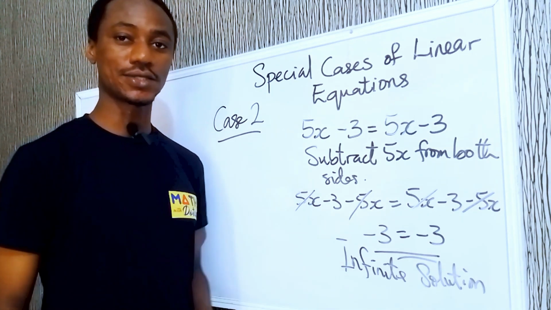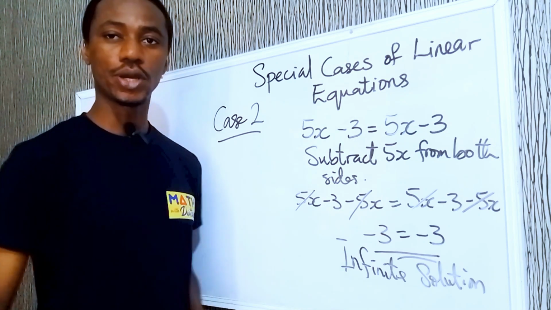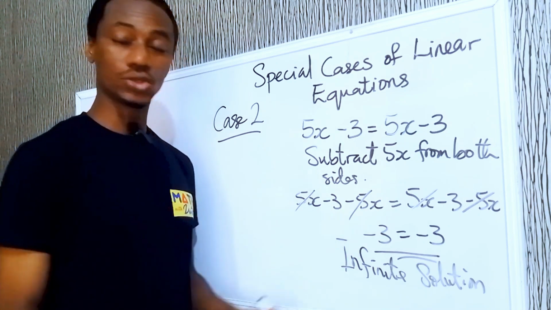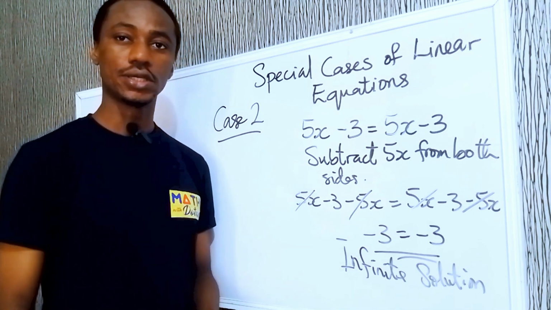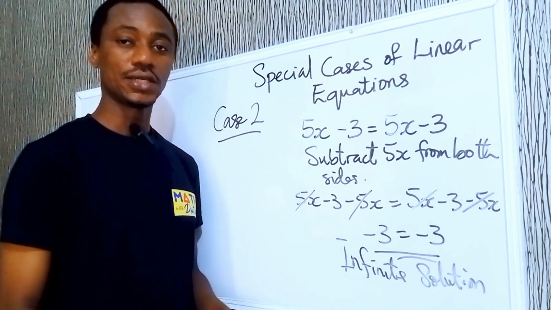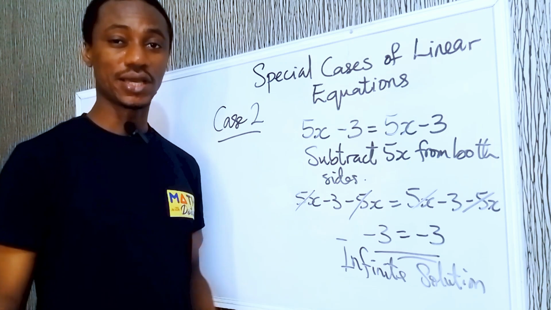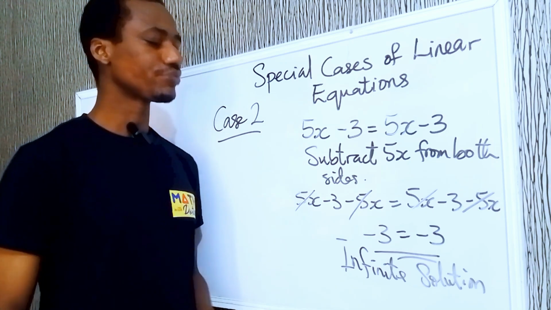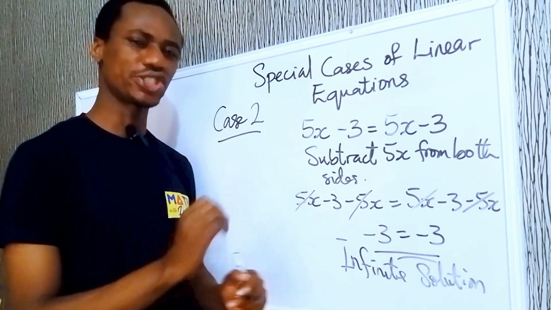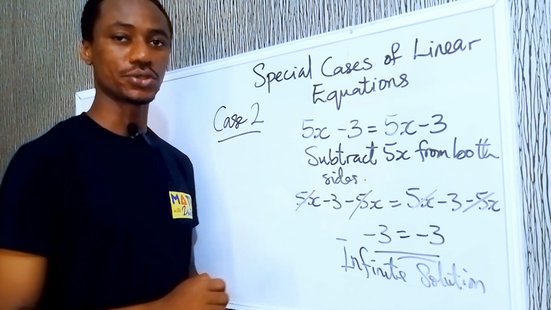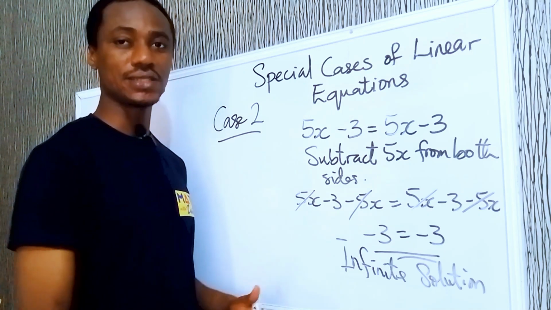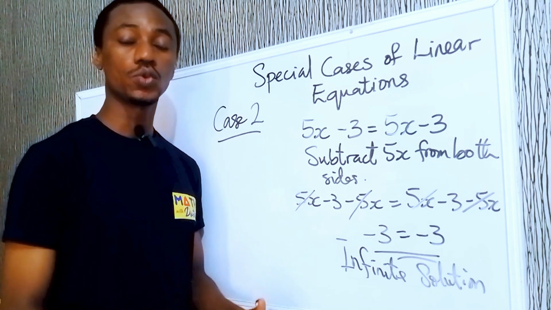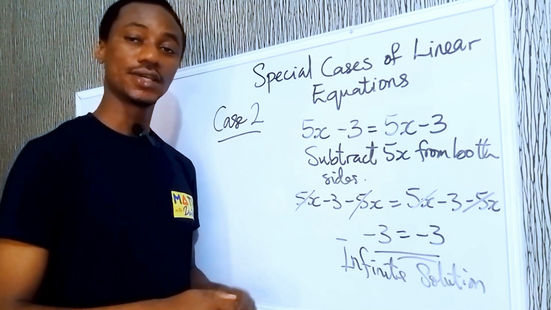So it's a special case. When you're solving and you get to a point where what you have on the left hand side is exactly the same as what you have on the right hand side, and the x terms probably cancel out, then you know that you are dealing with a special case of linear equation. We call it infinite solution, and I've explained that, right? That it means that any value of x would satisfy the equation.